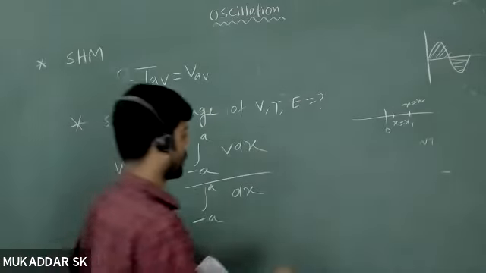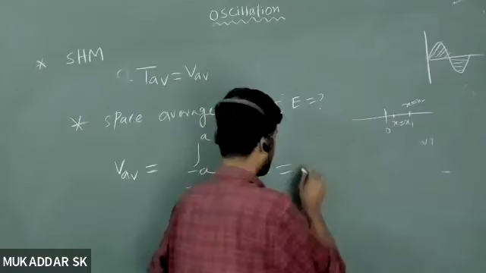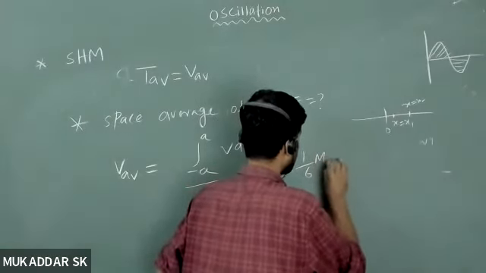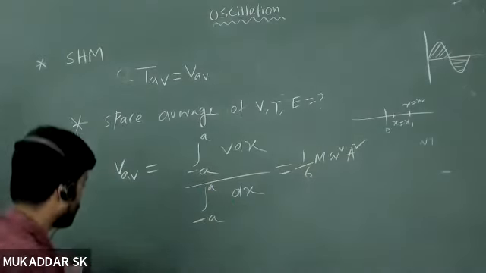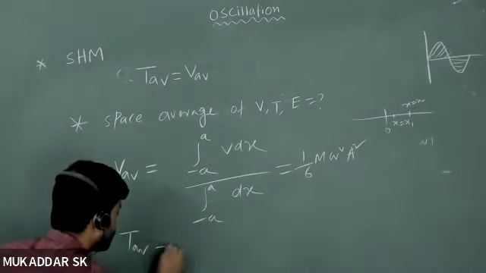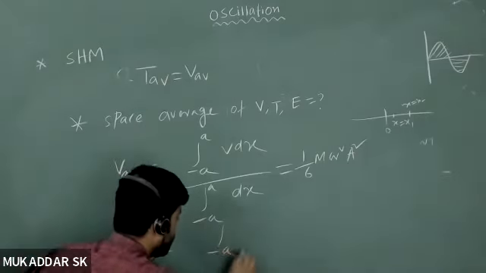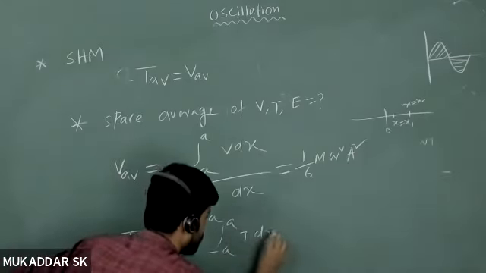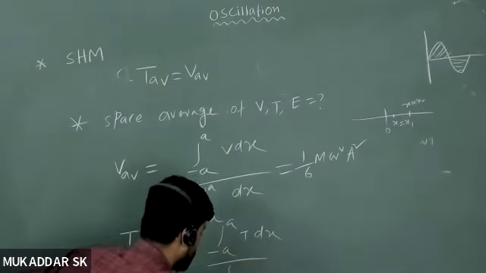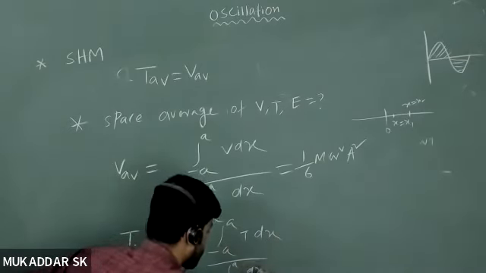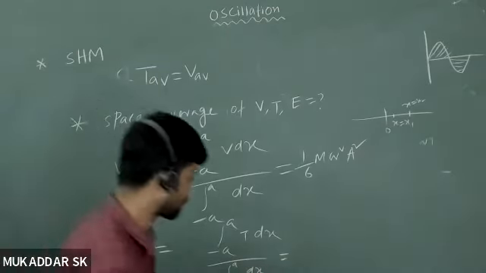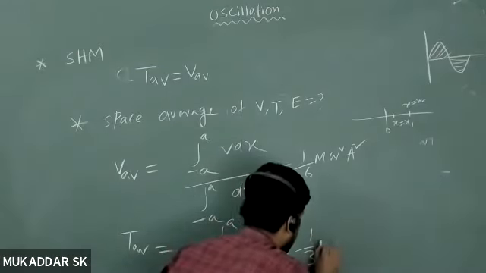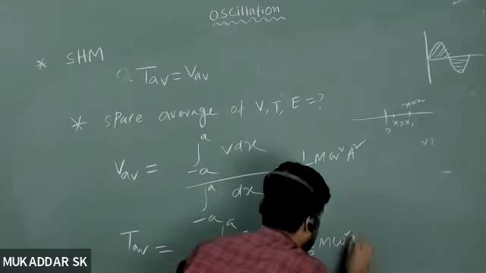So if you calculate it, you will basically get, as he said already, 1 by 6 m omega square a square. And if you calculate the kinetic energy space average, you will get minus a to a T dx divided by minus a to a dx. If you calculate it, how much will you get? 1 by 3 m omega square a square.